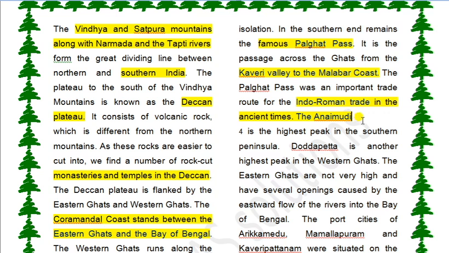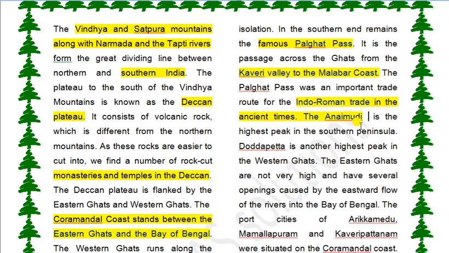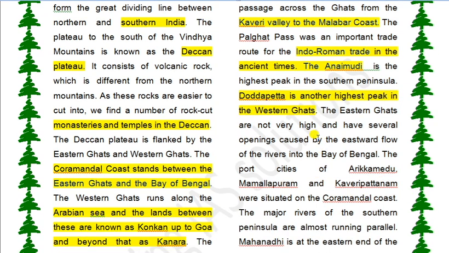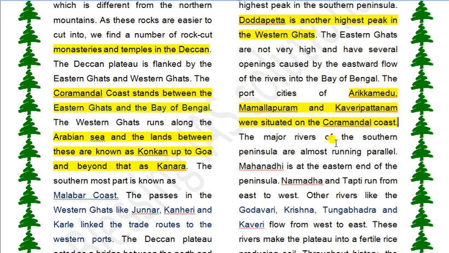The Anaimudi is the highest peak in the southern peninsula. Doddabetta is another high peak in the Western Ghats. The Eastern Ghats are not very high and have several openings caused by the eastward flow of the rivers into the Bay of Bengal. The port cities of Arikamedu, Mamallapuram and Kaveripattanam were situated on the Coromandel coast, and the major rivers of the southern peninsula run almost parallel.